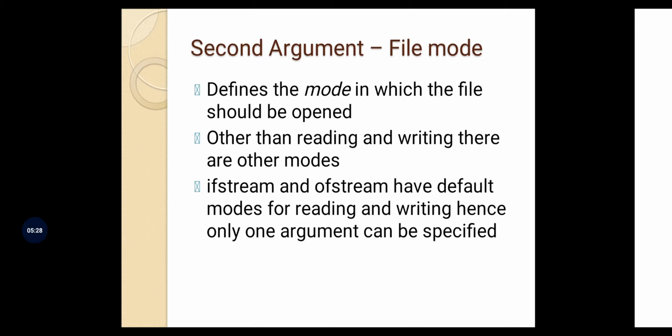Now, other than the reading and writing modes, there are some other modes as well. However, just a recap of what I have mentioned: ifstream and ofstream have default modes for reading and writing. So ifstream, the input file stream, is for reading, and ofstream, the output file stream, is for writing. So when you're using the objects of ifstream, you don't need to specify the mode for reading. Similarly, if you're using the ofstream object, you don't need to specify the mode for writing, because by default those modes are assigned.